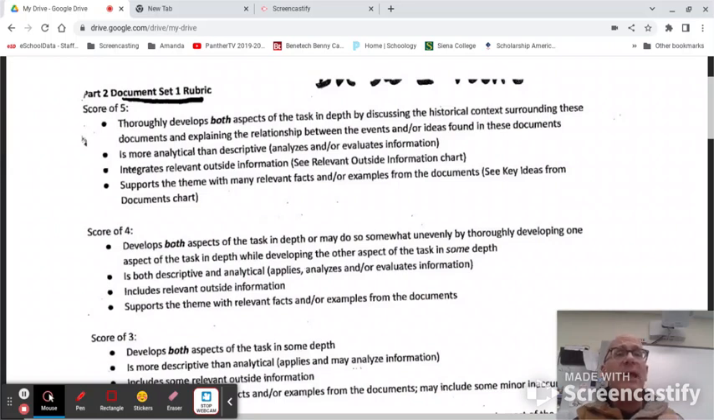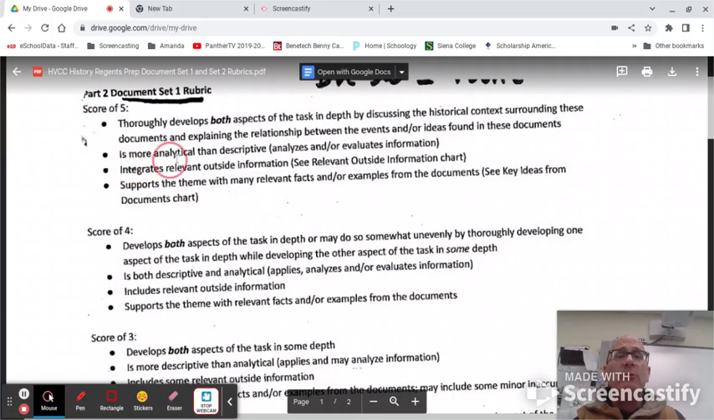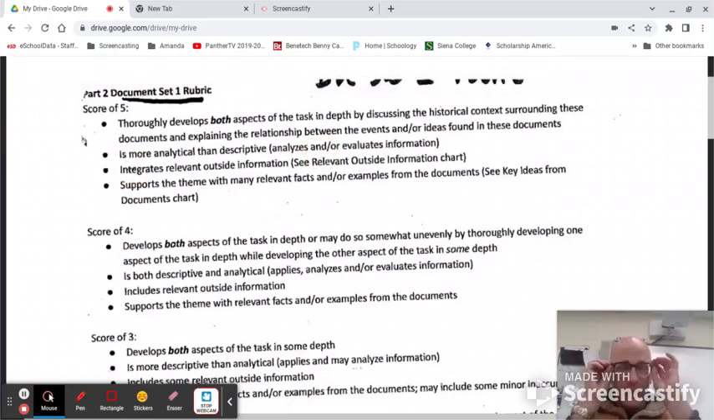Explain why. Analyze. You also need to integrate relevant outside information, which we talked about at the beginning of the tutorial. Weave those into your responses. And when we say relevant, if we're talking about, for example, the Dred Scott decision, make sure that outside information involves Dred Scott and not 1819's McCulloch versus Maryland, or another Supreme Court case. Make sure that your outside information is relevant to the question or to the documents.